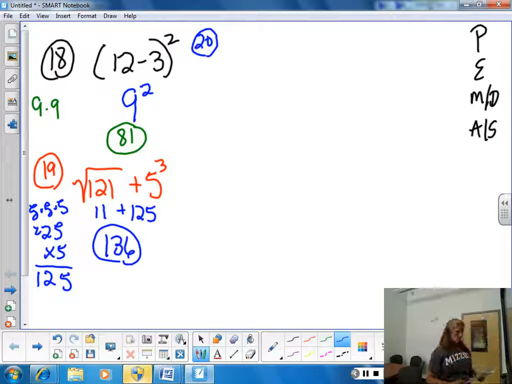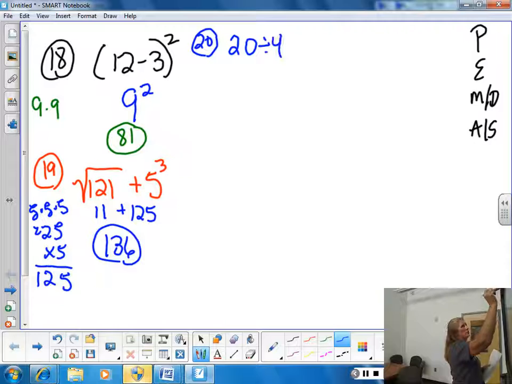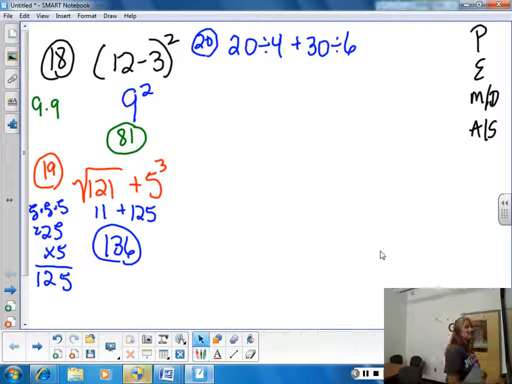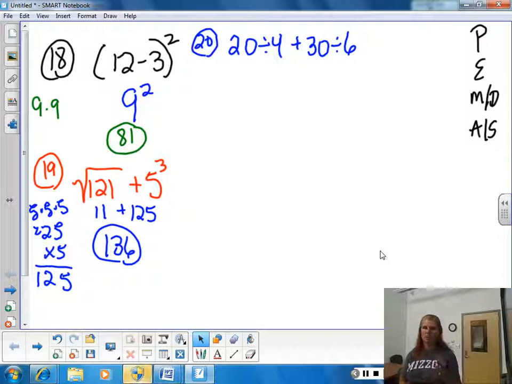All right, number 20. Okay, so I have something like 20 divided by 4 plus 30 divided by 6. That's the type of problem we have. We have two divisions and an addition. Of course, division is going to always happen before addition. Look over here at your order of operations. Multiply and divide is a step ahead of addition and subtraction. So we're going to divide each part, and then we're going to add the two parts together.